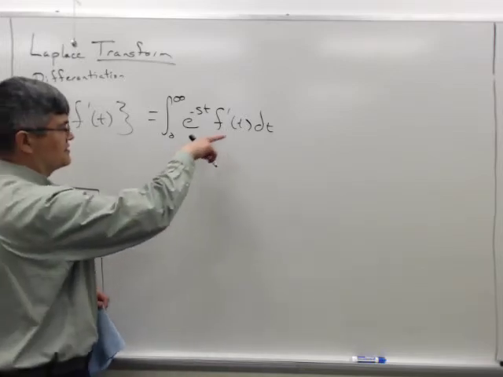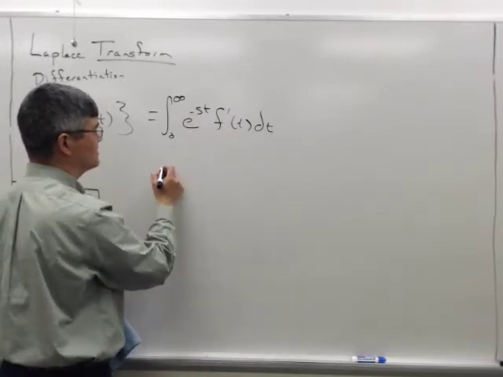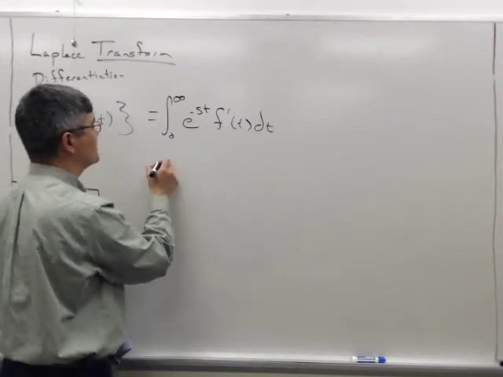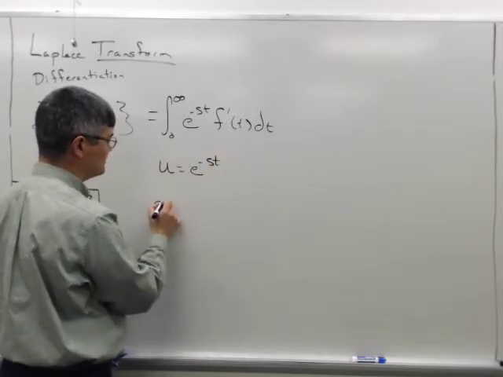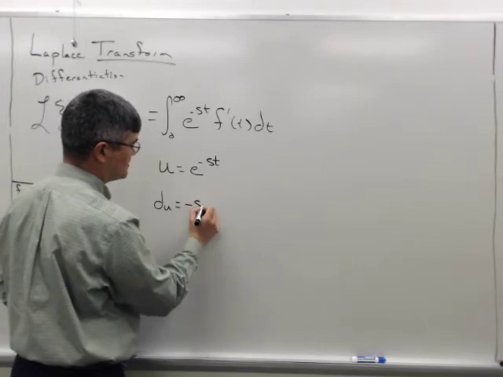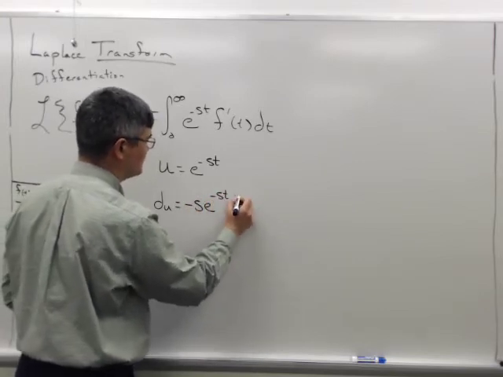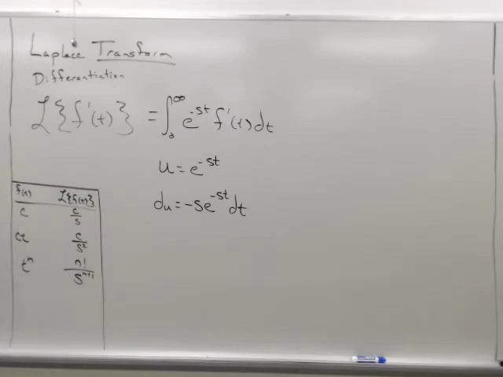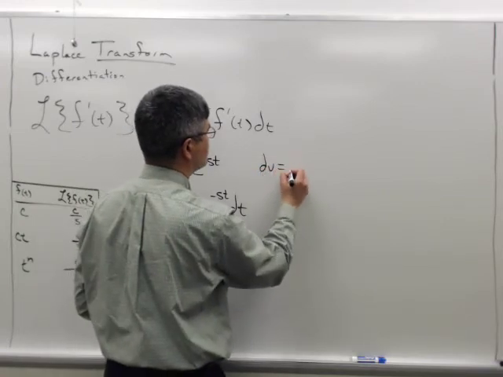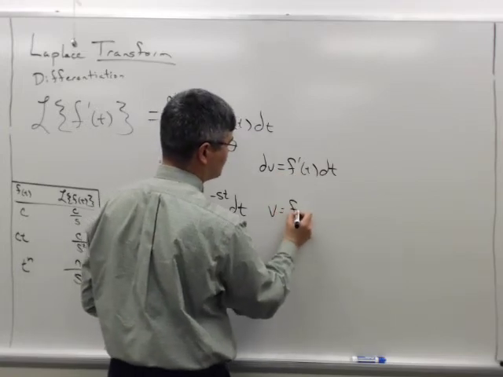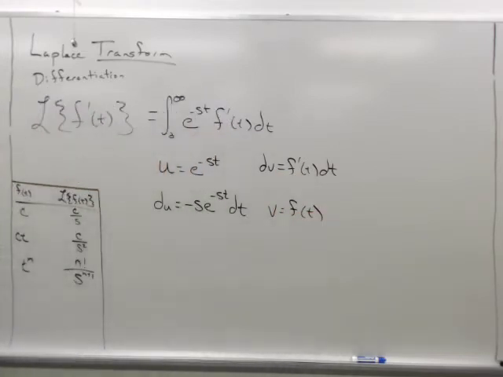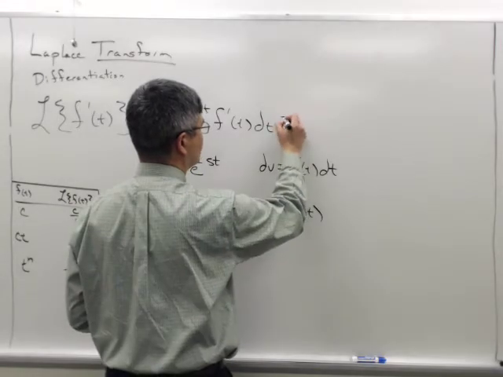Now, apply the method of integration by parts to this, just for fun. For example, let u equal e to the minus st. Then du is equal to minus s e to the minus st dt. So far, no rocket science. But if dv is equal to f prime of t dt, then v is just f of t.